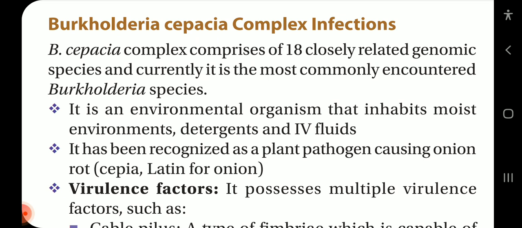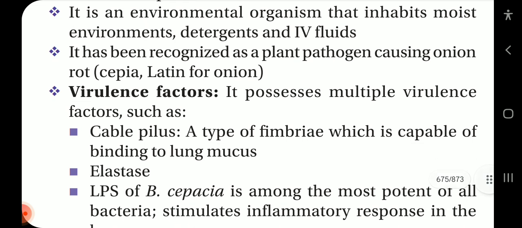B. cepacia complex comprises 18 closely related genomic species and currently is the most commonly encountered Burkholderia species. It is an environmental organism that inhabits most moist environments, detergents and IV fluids. It has been recognized as a plant pathogen causing onion rot; cepacia is Latin for onion.